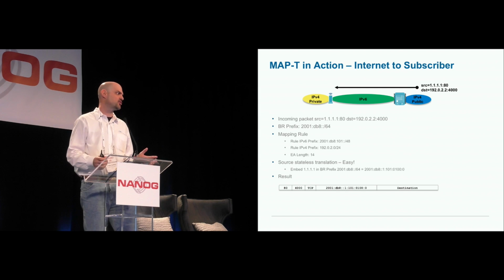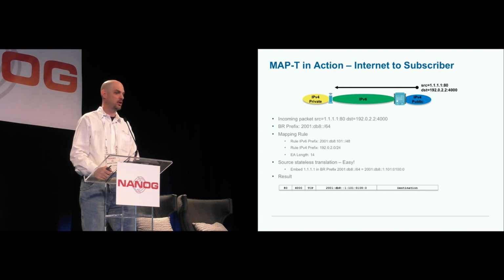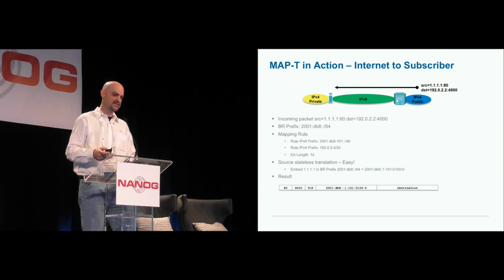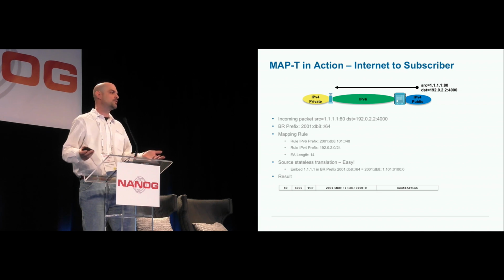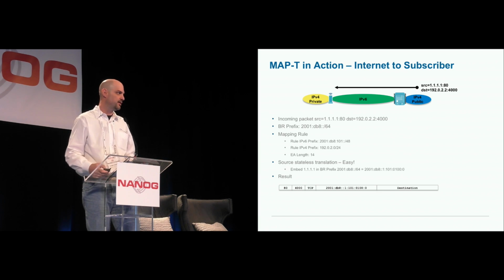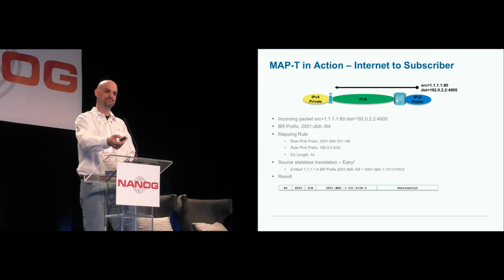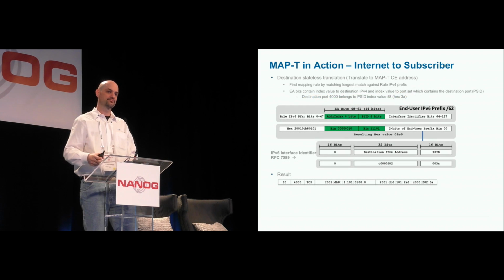Now, the source translation is easy. It's very similar to what we saw in the previous slide. We take 1.1.1.1 and we embed it in the BR prefix, right? The destination is a little more complex because what we're left with is 192.0.2.2 port 4000. How do you rewrite that so that you can get the MAP-T CE address? So I have this slide to demonstrate that.